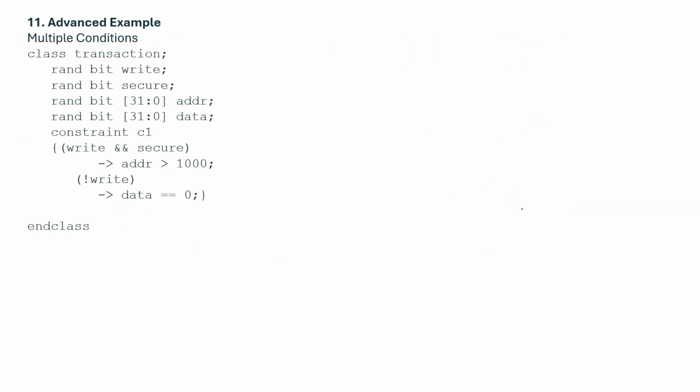Same multiple conditions like address and data. If write and secure are both 1, then only the address should be greater than 1000. Or if write is not equal, then only the data should be equal to 0. Not writing means reading, right? Then I am not giving any data, I am getting the data. That is the reason my data should be equal to 0 and 10. Okay.